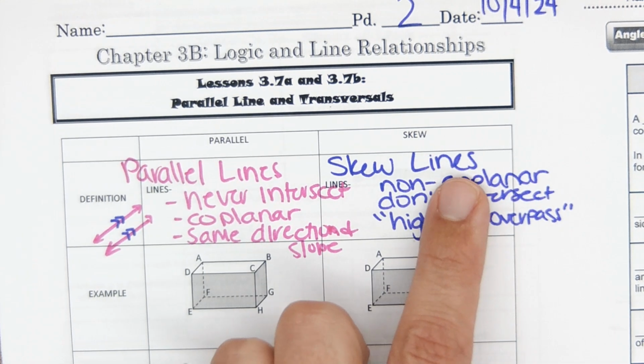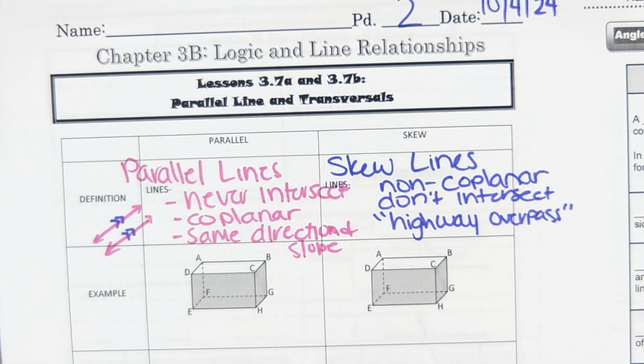Okay, and then this might be new, skew lines. Skew lines are not coplanar, they don't intersect, but they aren't parallel. So what do they look like? I'm going to give you kind of a visual.